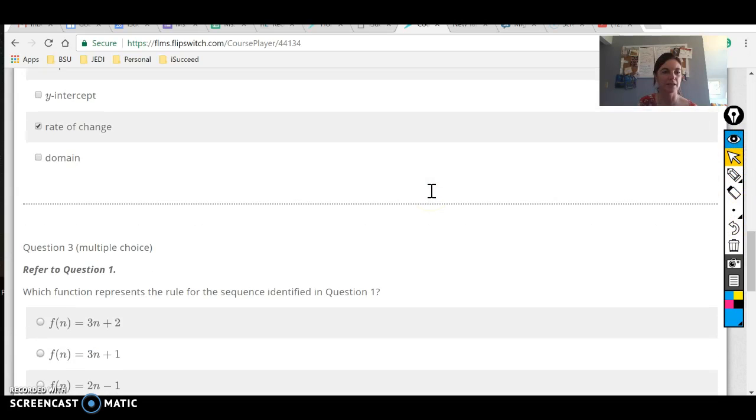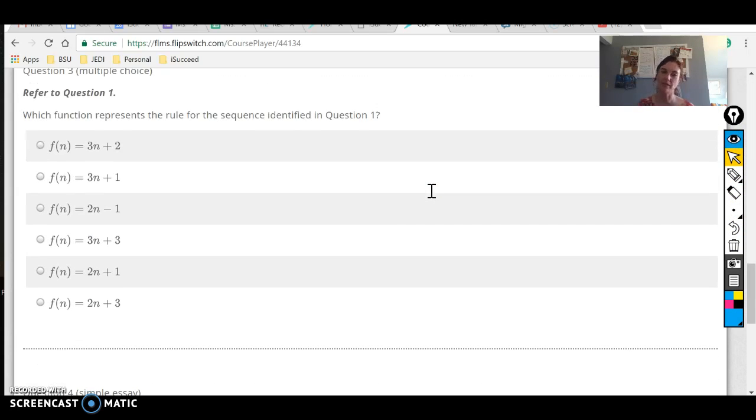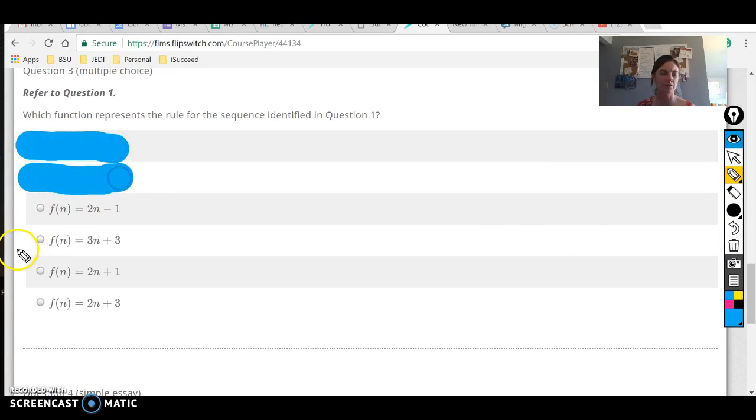Okay, next question. So we know we've got that slope of 2, and we now want to know which function represents the rule for the sequence identified in question 1. Well, we're going to just cancel out anything that doesn't have a slope of 2. So this is out, and this is out. That helps us narrow things down.